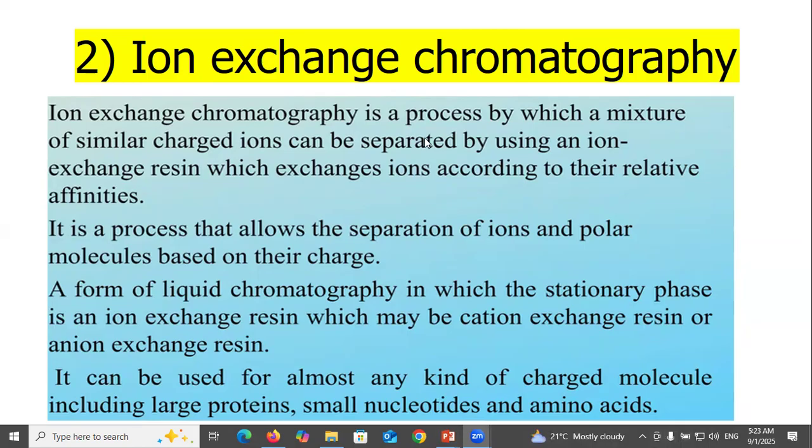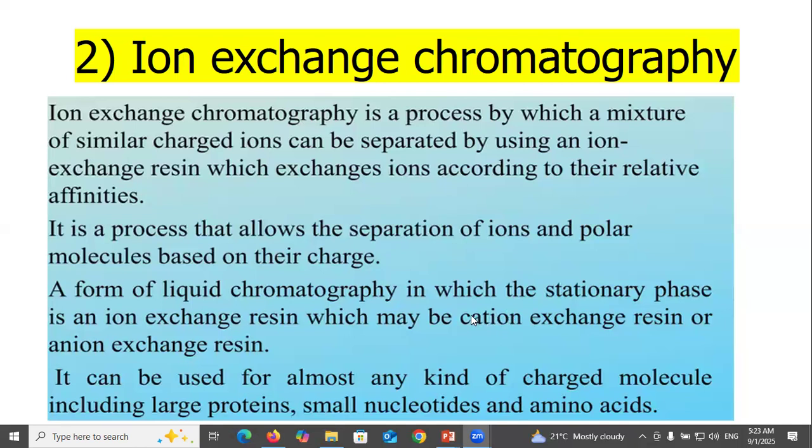Ion exchange chromatography is a process by which a mixture of similar charged ions can be separated by using an ion exchange reagent which exchanges ions according to their relative affinities. It is a process that allows the separation of ions in polar molecules based on their charge, a form of liquid chromatography in which the stationary phase is an ion exchange reagent, which may be cation exchange reagent or anion exchange reagent.